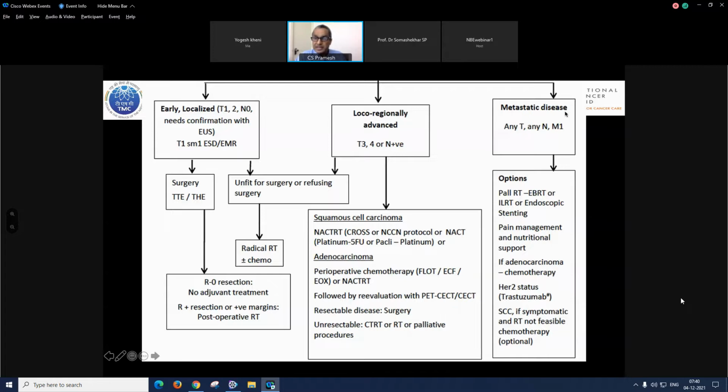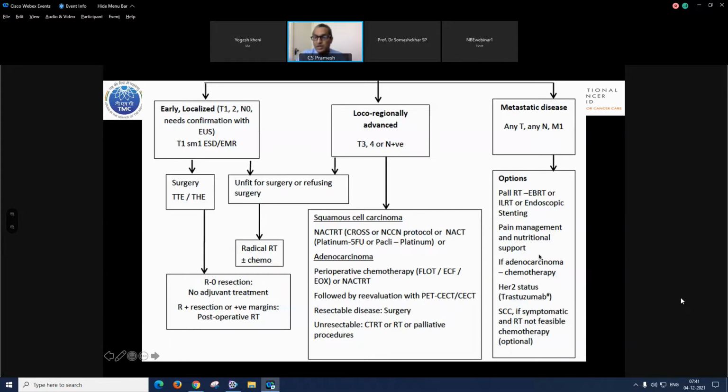The subset which is metastatic, which is M1 disease, the options are palliative radiation, which could be either external beam radiation or intraluminal radiation. And this is preferred because it has anti-cancer treatment as well. If the patient is not fit or is completely dysphagic, endoscopic stenting is the treatment of choice. It is also important that treatment doesn't stop with this. We also need to provide pain management and nutritional support.